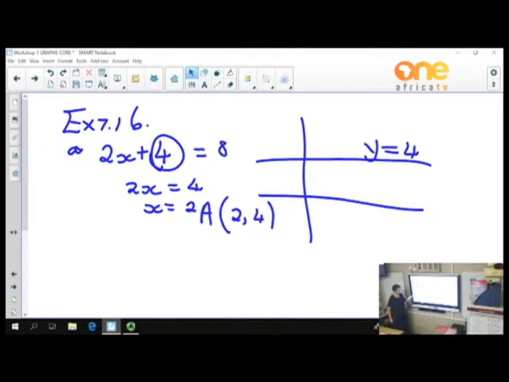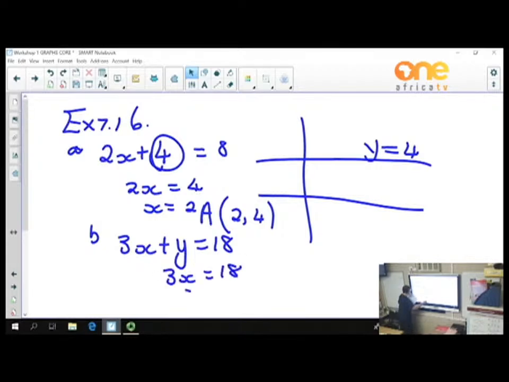Then the next one, the line 3x plus y is equal to 18 meets the x-axis at the point B. What is the coordinates of B? Now, it is 3x plus y is equal to 18. We know that when you meet the x-axis, y is 0, isn't it? So then we can just say 3x is equal to 18, which makes x equal to 6. So the coordinate is (6, 0), because you cut the x-axis.